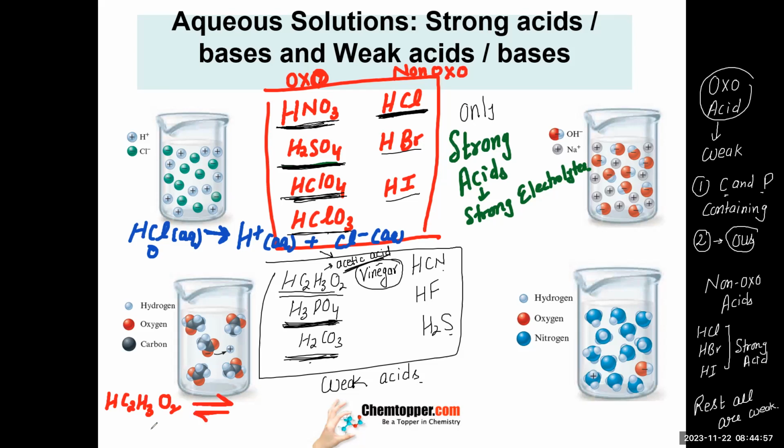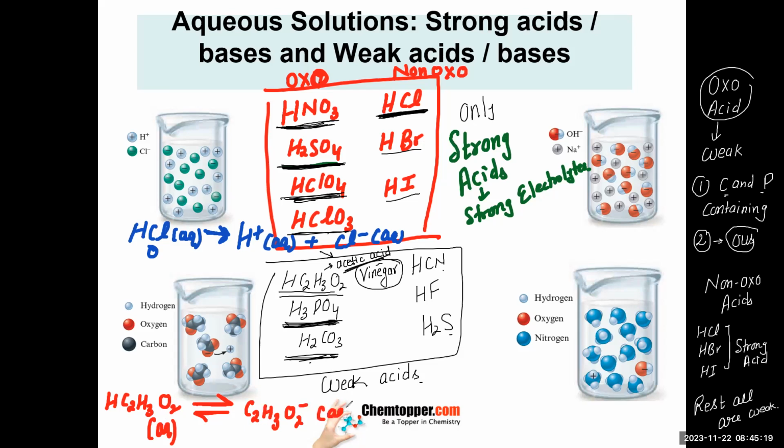A double arrow means weak electrolyte. So whenever you are dealing with a weak electrolyte, which is not fully dissociated, you have to put a double arrow like this. But it's aqueous, it's soluble. All acids are soluble. But this one is not fully dissociated.